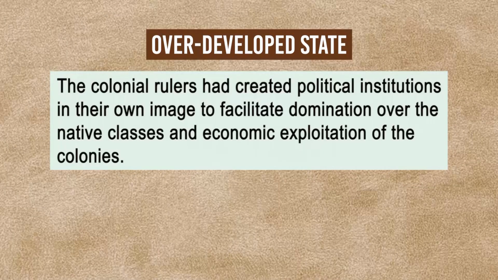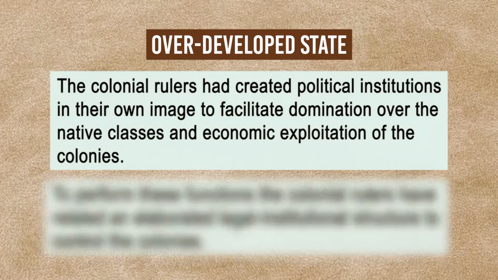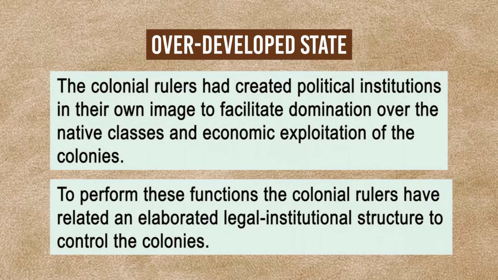The colonial rulers had created political institutions in their own image to facilitate domination over the native classes and the economic exploitation of the colonies. To perform this function, the colonial rulers created and elaborated legal institutional structures to control the colonies. The bureaucracy who manned these institutions played a vital role in managing the affairs of the colonial state, of the colonial rulers. So even after independence, the elaborate structure that the colonial rulers had made still remains in existence.